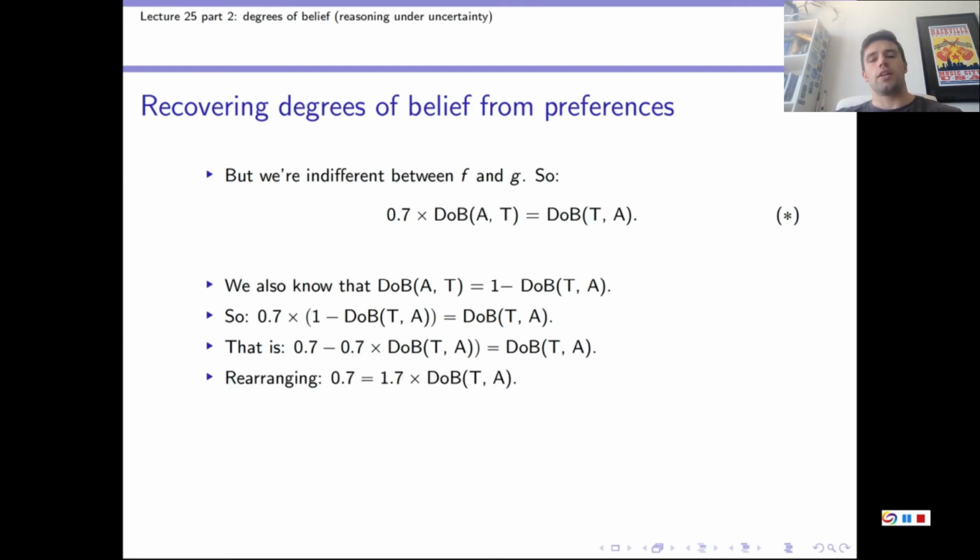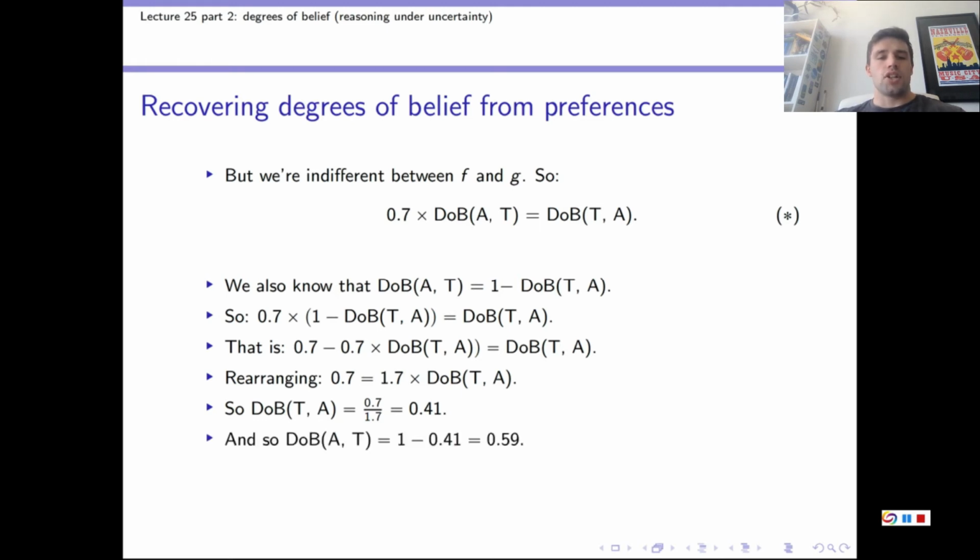And rearranging, 0.7 equals 1.7 times the degree of belief in TA. Finally, when we divide each side by 1.7, we obtain that the degree of belief in TA, so that Tommy wins, is 0.41. And this is my subjective degree of belief in Tommy winning the race. And so we know that my subjective degree of belief in Arthur winning is 1 minus 0.41, which is 0.59.